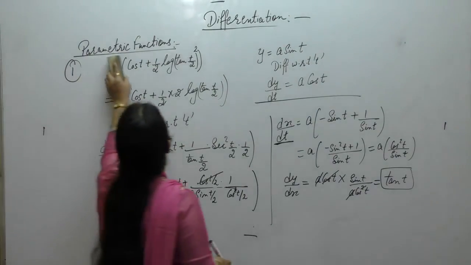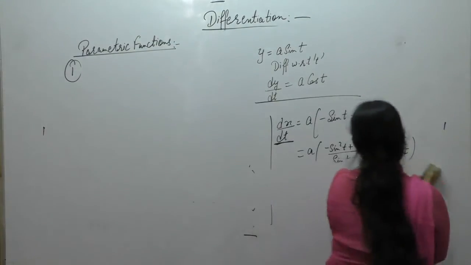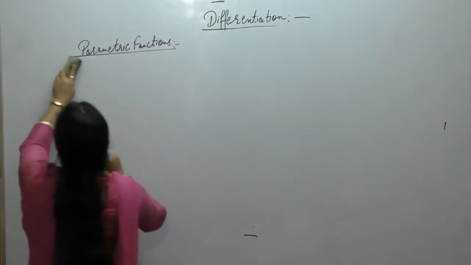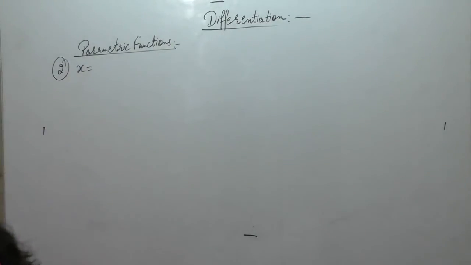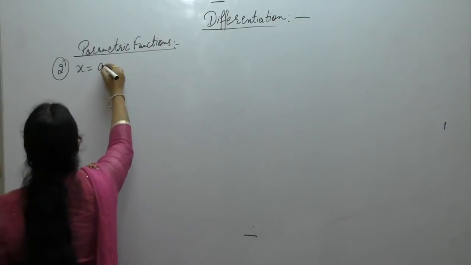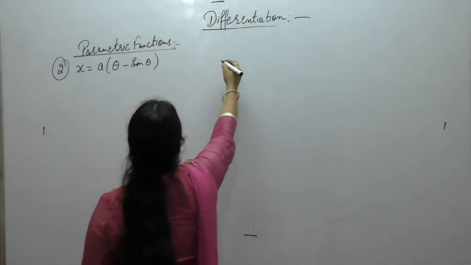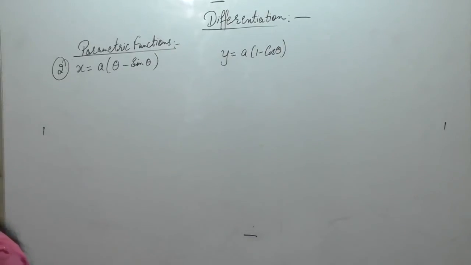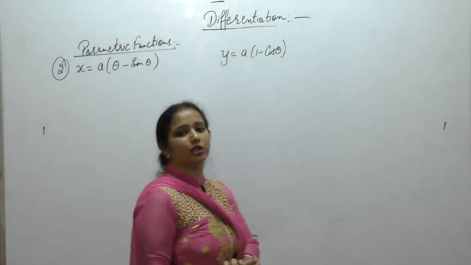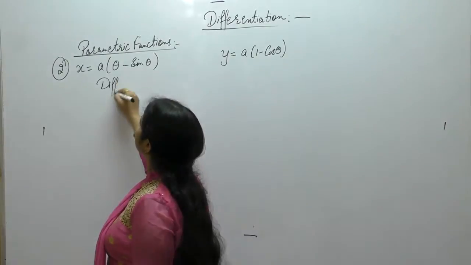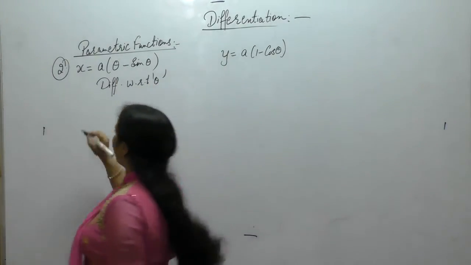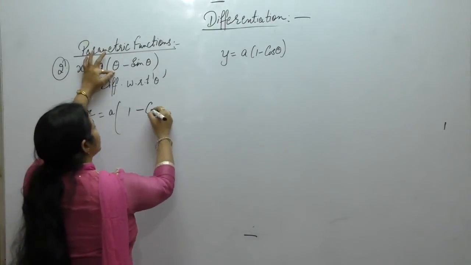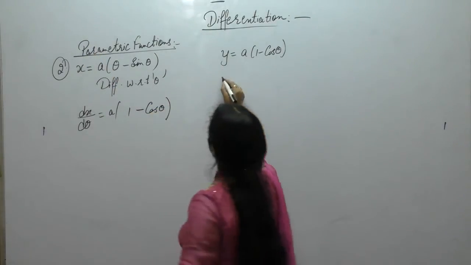Now the next one is, if x is equal to a into theta minus sin theta, derivative of sine is cos. Differentiate this with respect to theta.